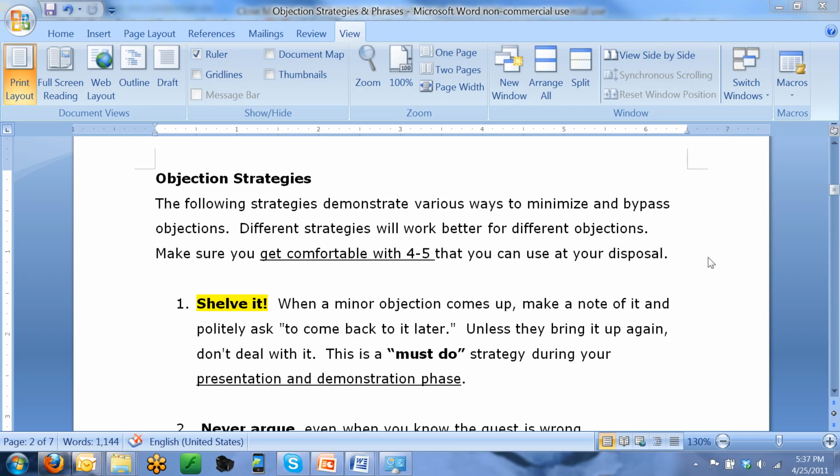Make sure you get comfortable with about 4 or 5 of these strategies. I believe there's 10 here for you. Minor objections: this is usually early on in the sales presentation. So you get an objection, you just politely ask to make a note of it and come back to it later. Do not deal with the objection at that point. It's simply just a smokescreen. Slow down your presentation a little bit. If they bring it up again, you go back to it.